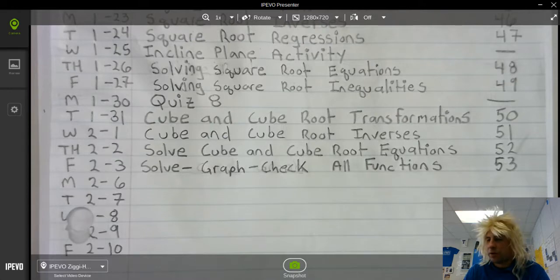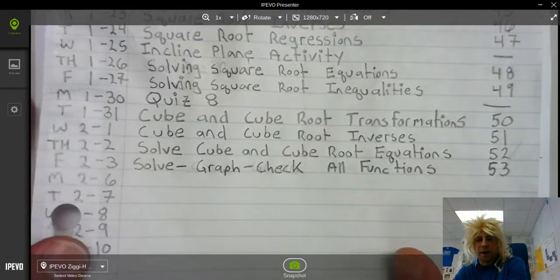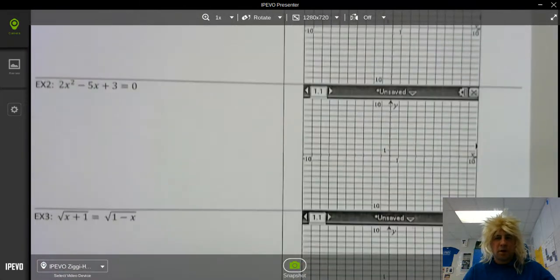Today we're going to solve, graph, and check all functions. Okay, so if you would, pause the video and update your table of contents. All right, now that your table of contents are updated, let's take a look at our examples.